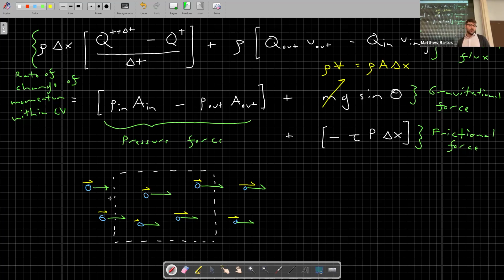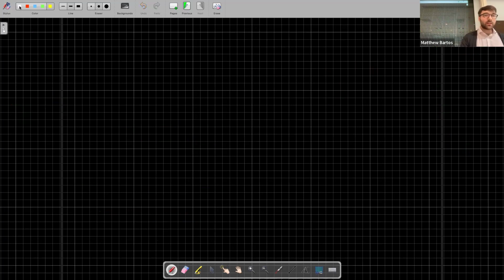All right, so going back to this equation, we can simplify our momentum balance by dividing by both the density and the length of the control volume. So I'm going to do that. I'm going to move on to the next page here. If we do that, we get the following expression.